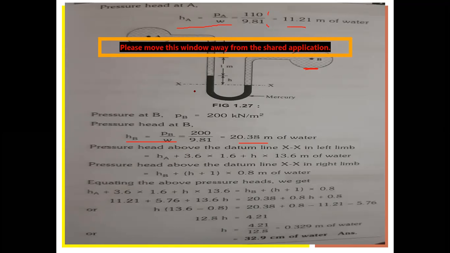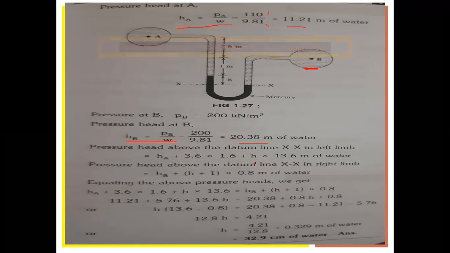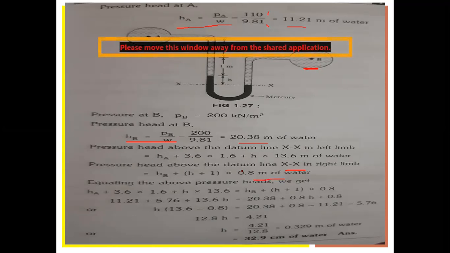Okay. Equating, HA plus 3.6 into 1.6 specific gravity plus H, what you have to find, H, into 13.6 meters of water. On the right hand side also, just write the equation: HB plus H plus 1 into 0.8 meters of water. Equating these two, HA is equal to HB. Write the equation like this.